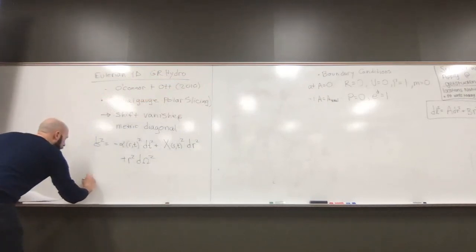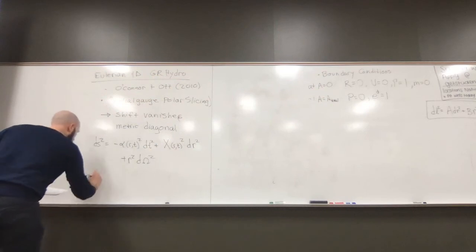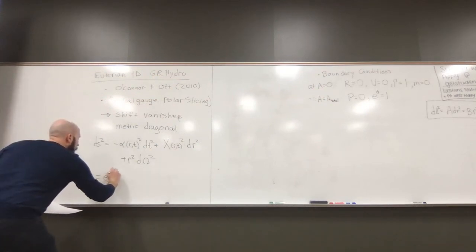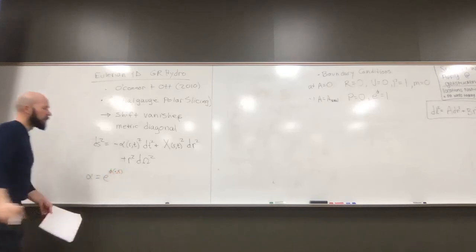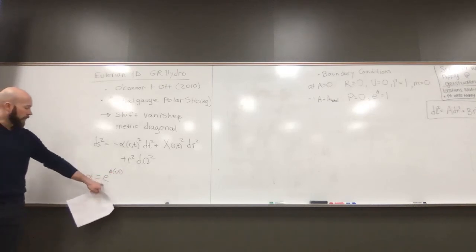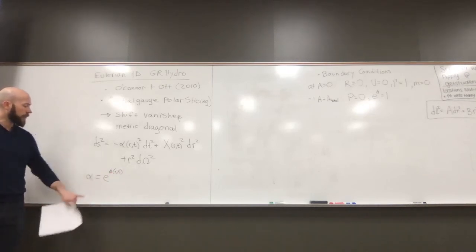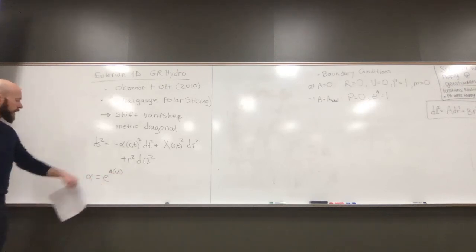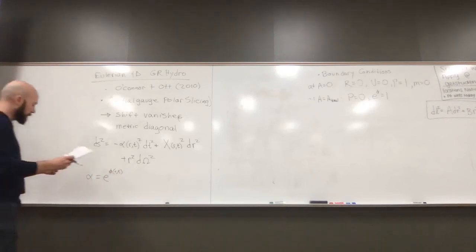So now our gauge choice for alpha, I'm going to leave off the dependency for the sake of space. It's very similar to the choice that I made for alpha before, off by a factor of 2. This is exactly what I had before for the Misner chart: the lapse is equal to the exponential of the metric potential.